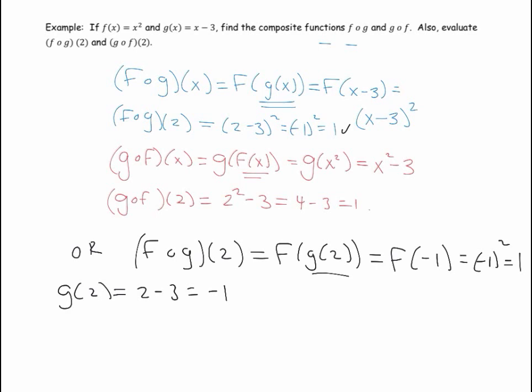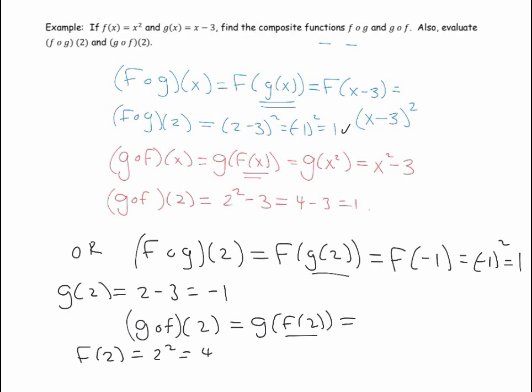And similarly, you could do that with g of f of 2. You could actually evaluate, rather than come up with the composed function itself. So f of 2 would be 2 squared, which is 4. So that's g of 4. And then g of 4 would just be 4 minus 3, which is 1.